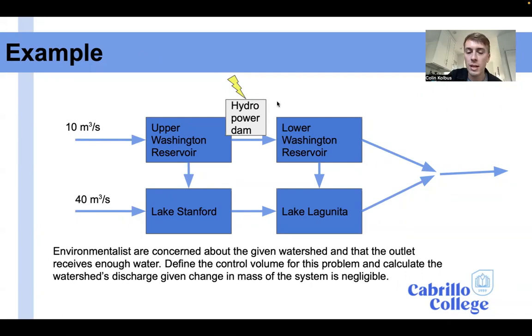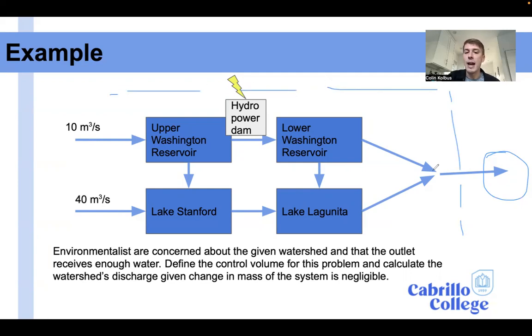Let me pull up my pen here. So we're really concerned about this output down here. That's what is feeding the deltas that maybe have smelt in them or something like that. And so if I'm interested in this area out here, I want this arrow to cross my control volume, because a control volume tells us what we're interested in. And since that's my output and I don't have any questions that I'm trying to answer about the exchange between all four of these lakes, my control volume becomes the entirety of this watershed.